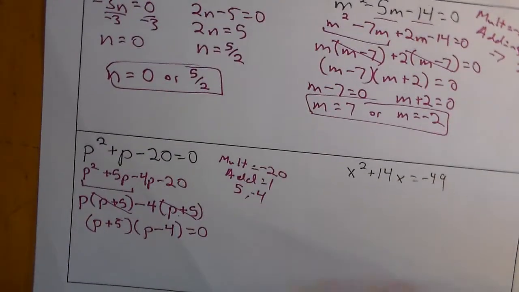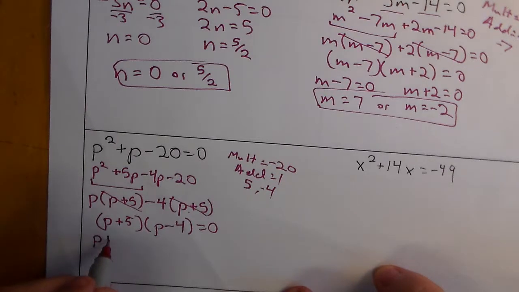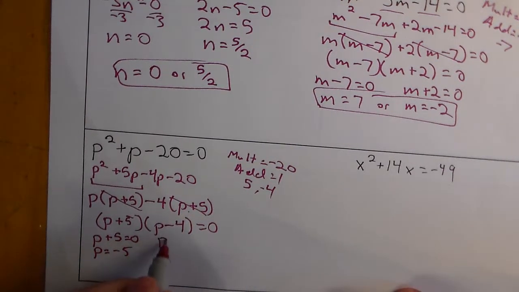We now set both of those factors equal to 0. P plus 5 equals 0 gives us p equals negative 5. And p minus 4 equals 0 gives us p equals 4. So our solutions are negative 5 or positive 4.